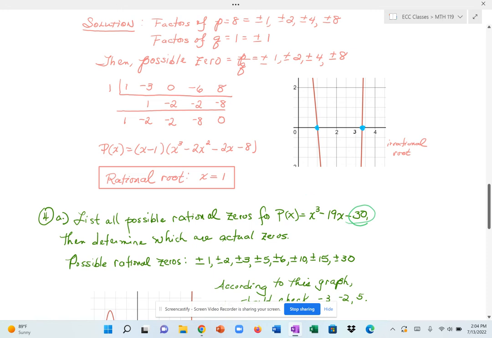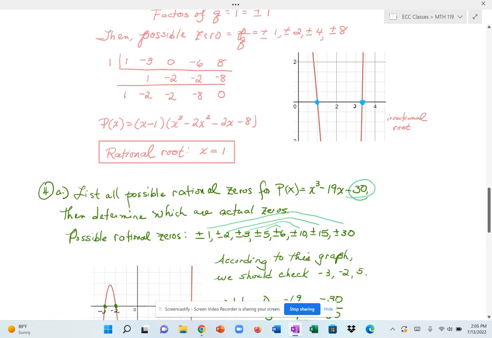So my list is here: plus or minus 1, plus or minus 2, plus or minus 3, plus or minus 5, plus or minus 6, plus or minus 10, plus or minus 15, and plus or minus 30. A good way to make sure you're not missing any is that all of these should be paired off. So 1 and 30, 1 times 30 is 30, 2 times 15 is 30, 3 times 10 is 30, 5 times 6 is 30. So that way you're sure that you haven't missed any of the possible roots.